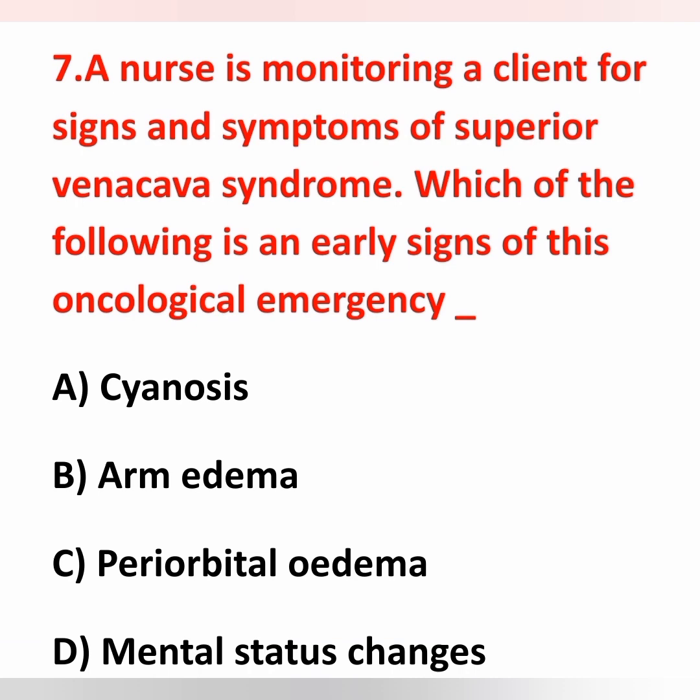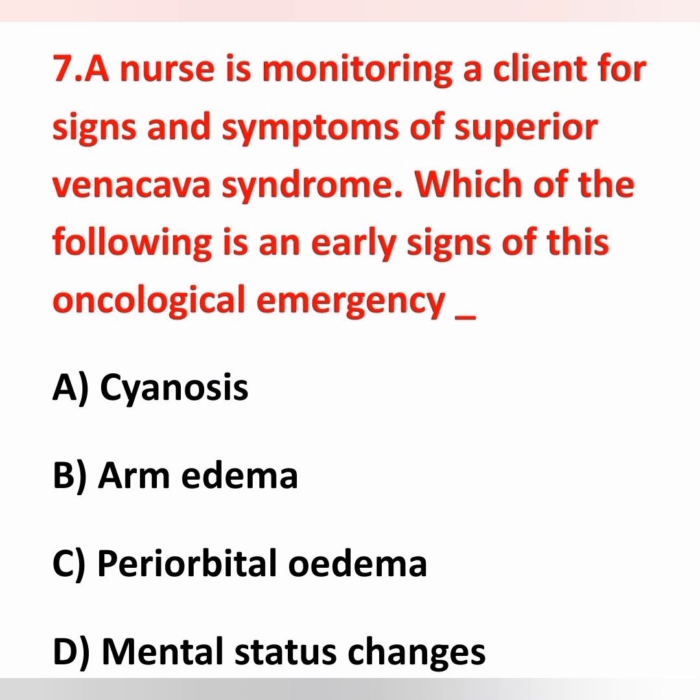Question number 7. A nurse is monitoring a client for signs and symptoms of superior vena cava syndrome. Which of the following is an early sign of this oncological emergency? And the options are option A cyanosis, option B arm edema, option C periorbital edema, option D mental status changes.